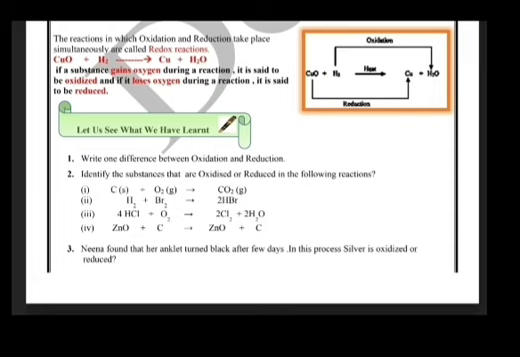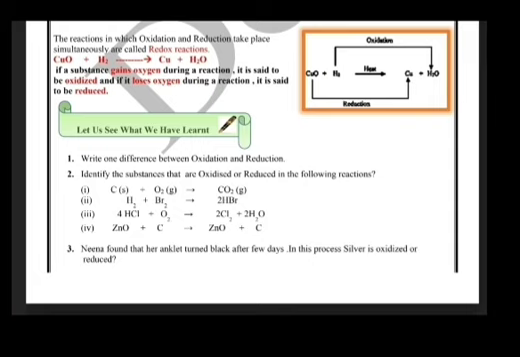Third, HCl plus O2 gives Cl2 plus H2O. Here HCl loses hydrogen and makes Cl2, so that is oxidized. Other than that, oxygen is converted to H2O. Here hydrogen is added, so that is reduced.